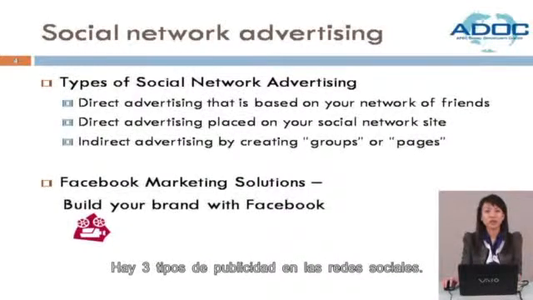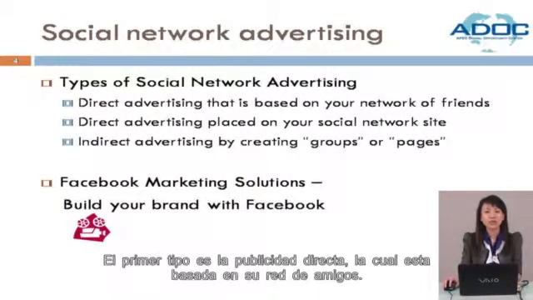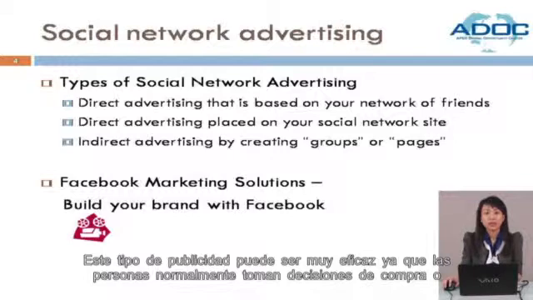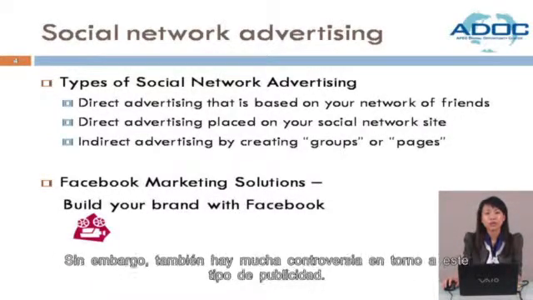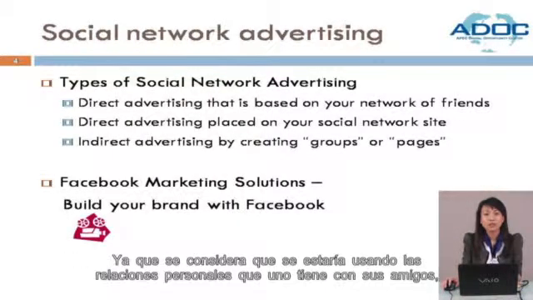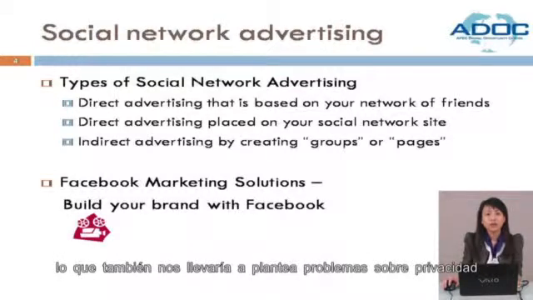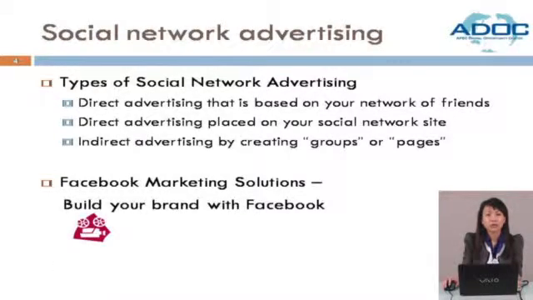There are three types of social network advertising. The first type is direct advertising that is based on your network of friends. This can be an extremely effective mode, as often people make decisions to purchase something or do something based on their close group of friends. However, there is also a lot of controversy surrounding this, as it can be considered using the personal relationships you have with your friends and also raises privacy concerns.